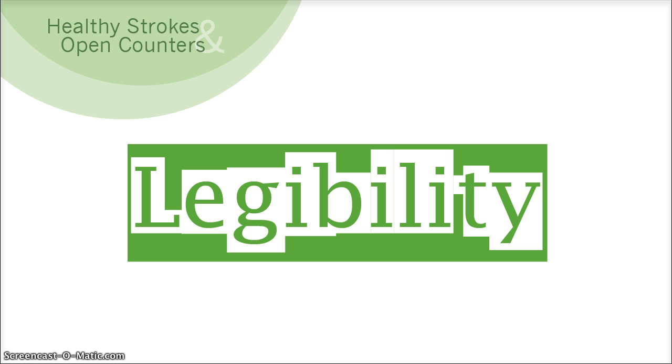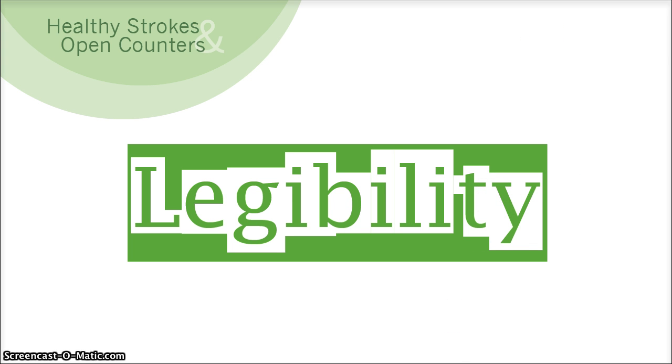So, what are healthy strokes and open counters, you may ask? To be more legible with our text, we look at the shapes on the inside of the letters, such as the E, the G, and the B. These spaces are called counter spaces or open counters of our text. We also look at the strokes of the letters. This creates legibility. You see the simple strokes in the L, the I, the B, the L, T, and the Y.